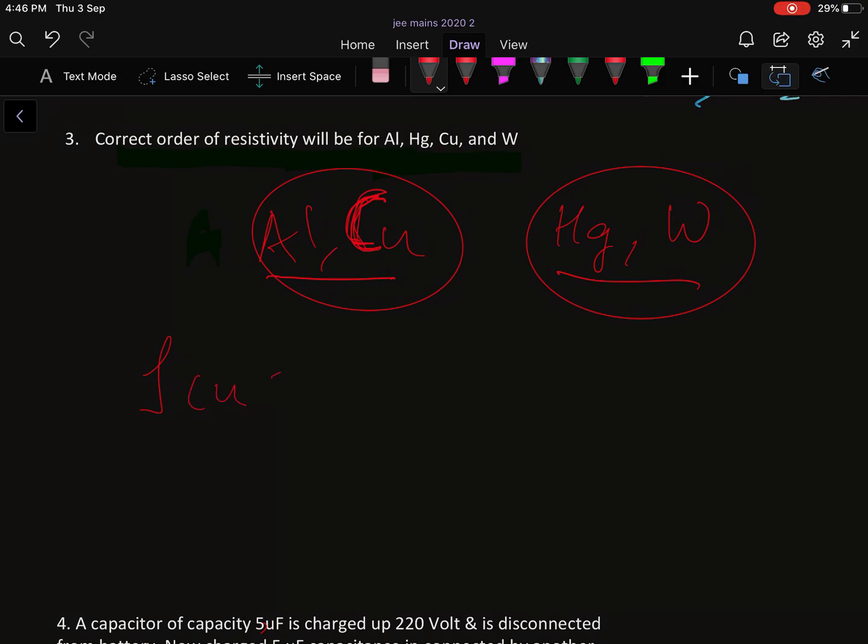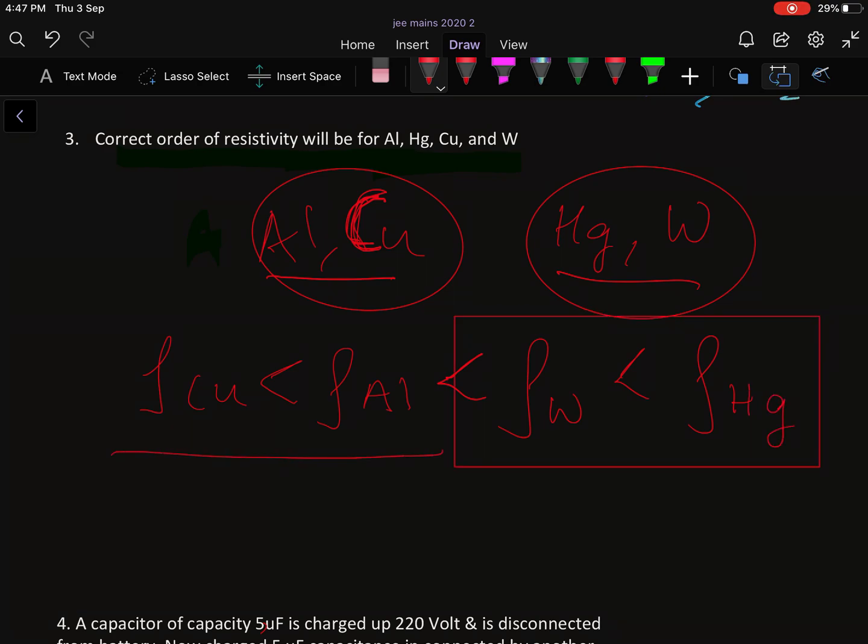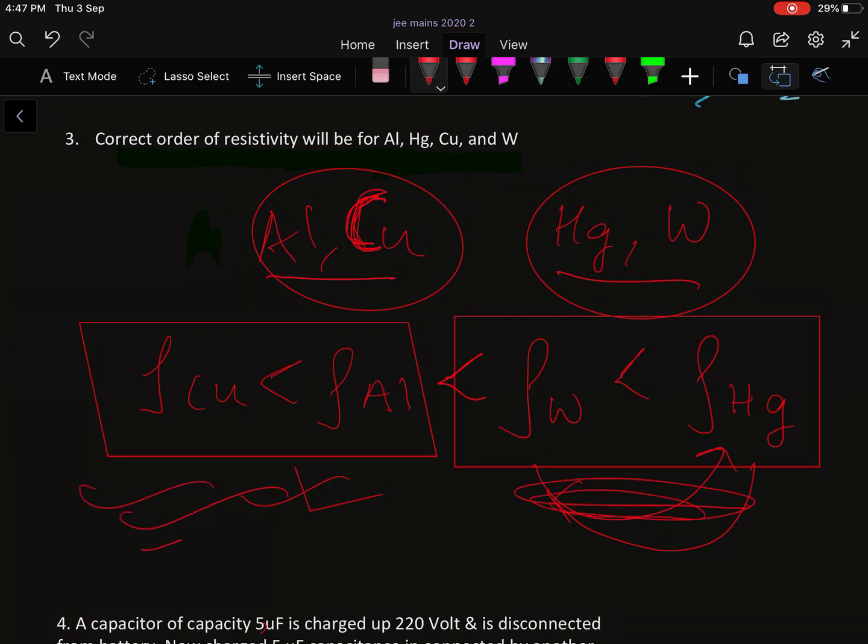So rho of Cu is less than rho of aluminum, and rho of tungsten is very much less than rho of Hg. This is completely memory based; you can use some memory and some logic. In the options you may find something confusing, right? They must have given this two times and this one time, with the order reversed in one of them, so you get confused, but the correct answer is this one.